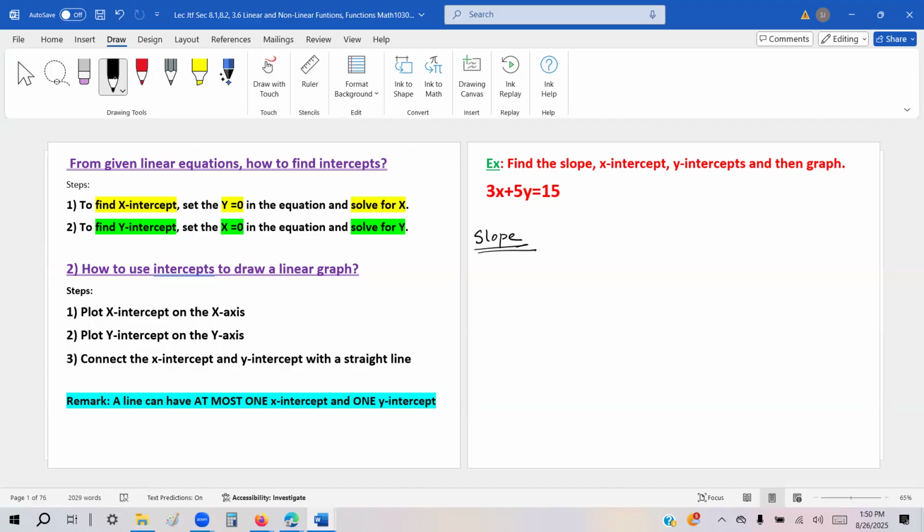Do you know the format of this line? What's the name of the format? I told you three formats, right? Standard form, good. So in the standard form, do you see the slope? No. Is it given? We don't see the slope. So you have a problem. What can you do so you can see the slope?